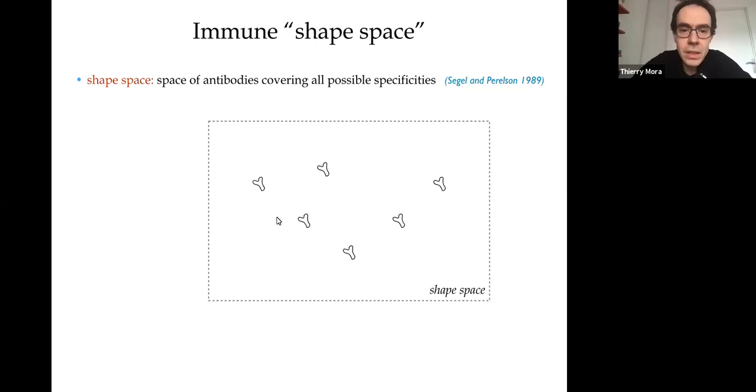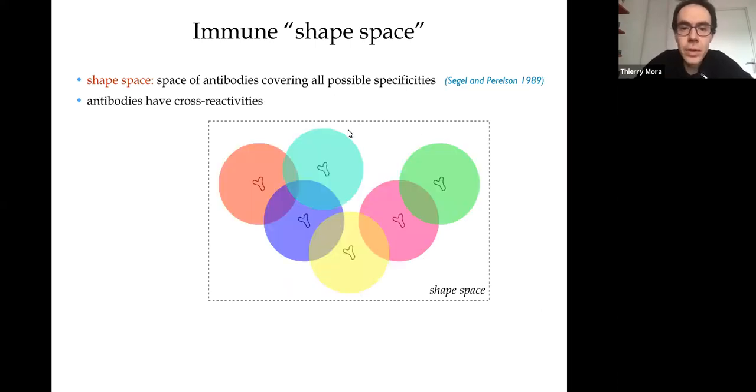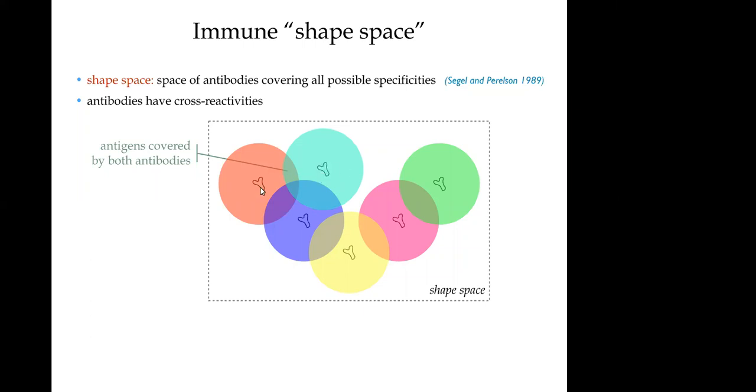So here in this space, you have a bunch of antibodies, right? And each antibody covers a portion of shape space, and that's called cross-reactivity, meaning that one antibody can recognize several strains. And strains can be covered by one or several antibodies, right? In this idea, a strain presenting certain antigens to an antibody will try to evade immunity, will try to go away from where the antibodies actually stand.